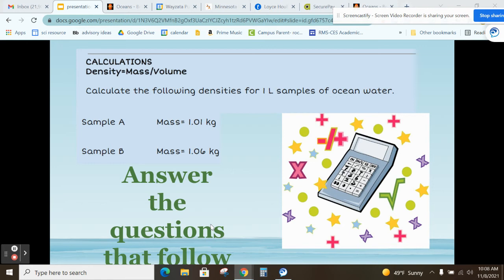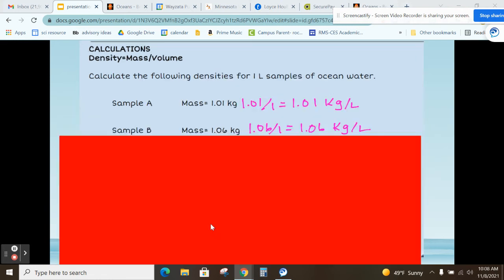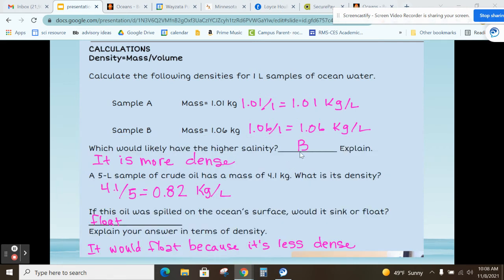Doing some density calculations again, mass divided by volume. So pause, do the calculations, and answer the questions. You should have found that sample A was 1.01 kilograms per liter and sample B was 1.06 kilograms per liter. And so then sample B is going to have the higher salinity because it's more dense.